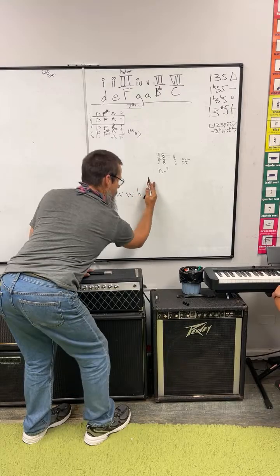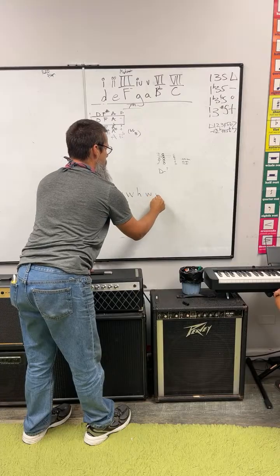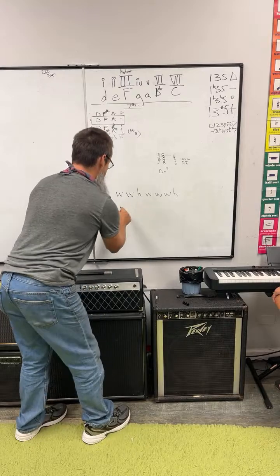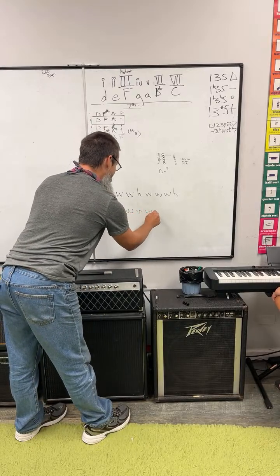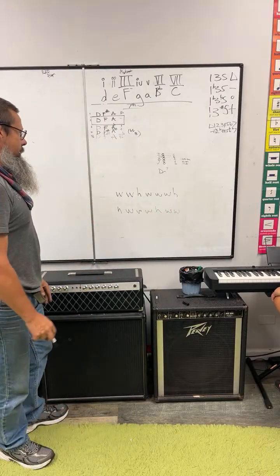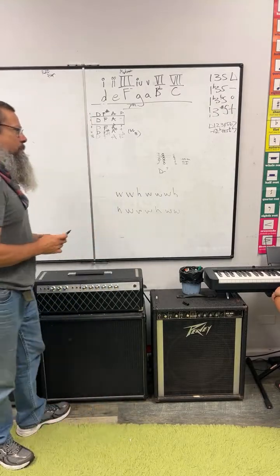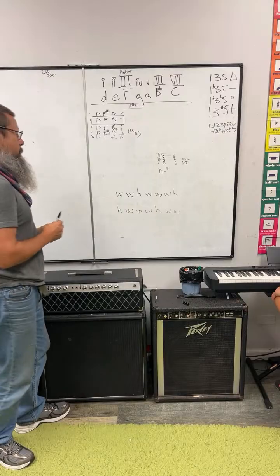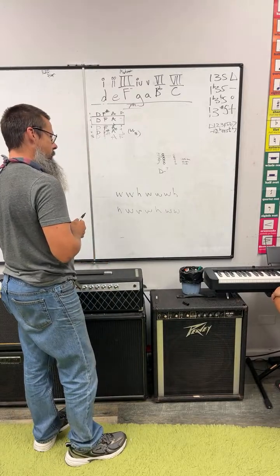Okay, so root, whole, half. Whole, whole, half. Cool. Now let's say it backwards. Ready? Okay, so half, whole, whole, half, whole. What mode is that? What did I do? I missed one. No, that's not Phrygian. Play C, D flat.